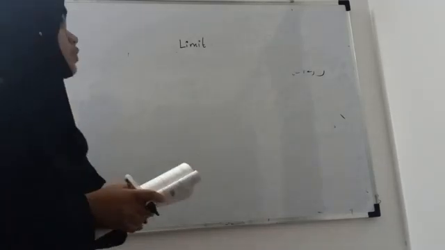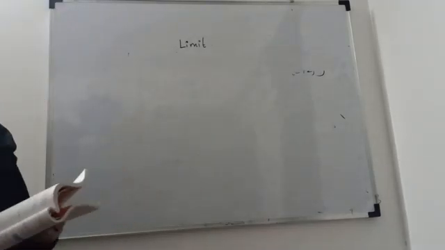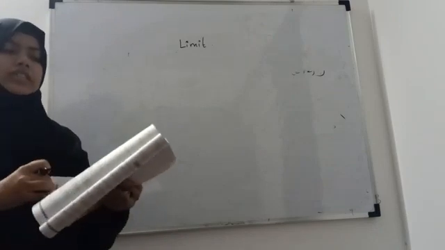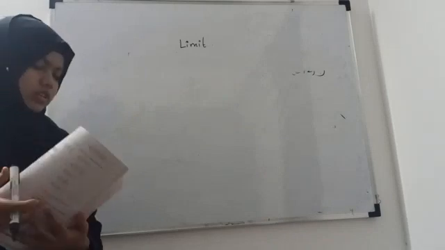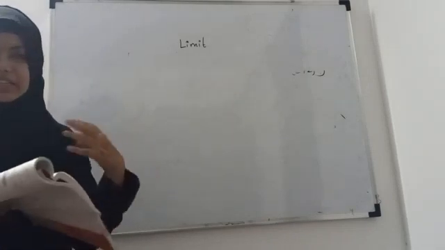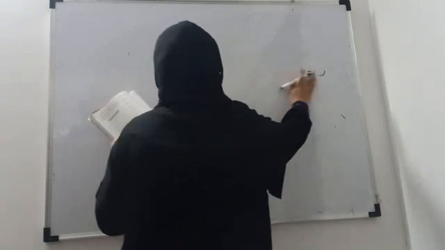Hello students, we are doing chapter number 7, limit. In the previous class we have seen some methods to find out the limit of a function, and I have also discussed the method of rationalization. So in this class we will see some examples of how to use this method.